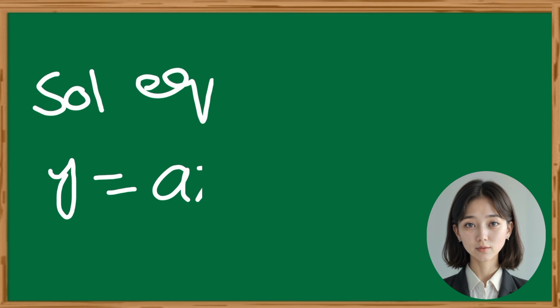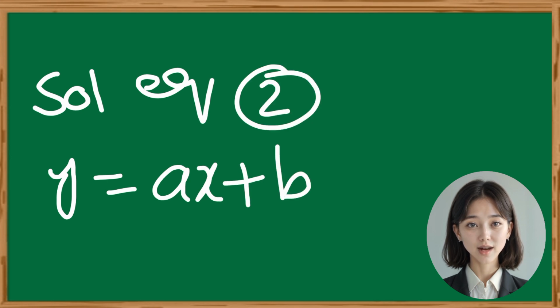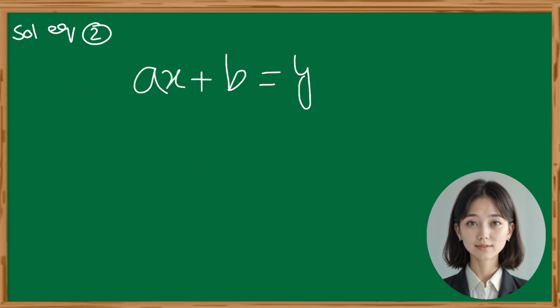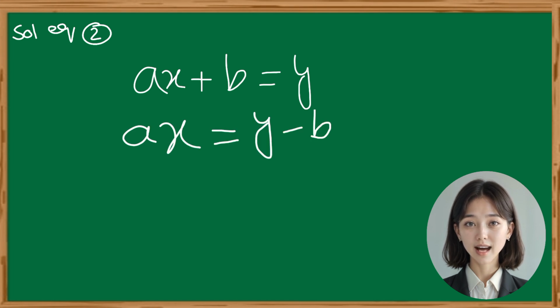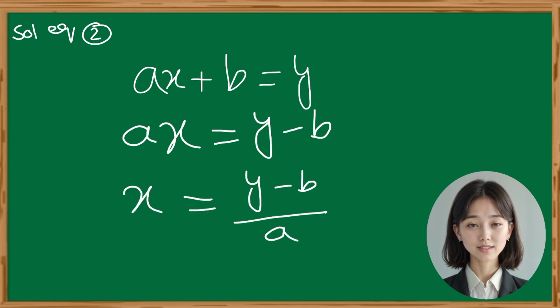Step 5. Solve equation 2 for x. Now, let's solve equation 2 for x. First, move b to the other side so the equation becomes ax = y - b. Second, divide by a to isolate x, giving us x = (y - b)/a. This is our equation 4.